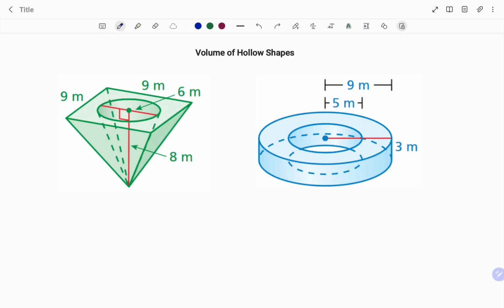In this video, I'm going to show you how to find the volume of the following hollow 3D shapes.